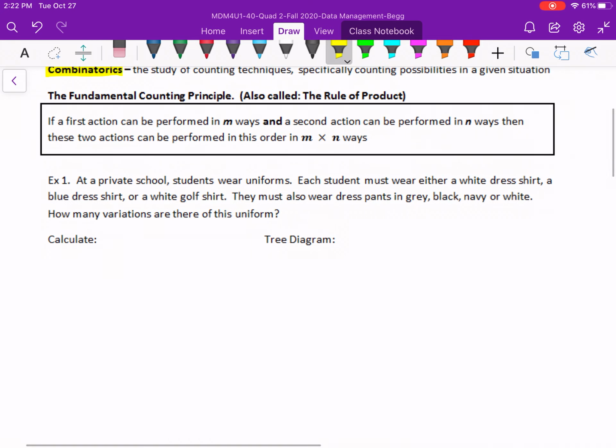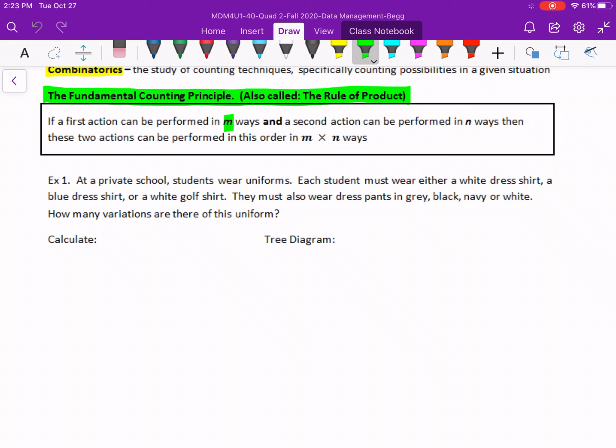One of the ways that we can count is called the fundamental counting principle. It's also called the rule of product. So you'll hear both those terms thrown around. If a first action can be performed m ways, and a second action can be performed n ways, then the two actions can be performed m times n ways. So we just multiply them together when we're using the fundamental counting principle.